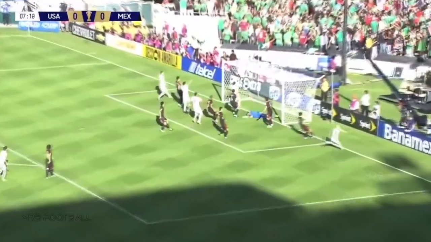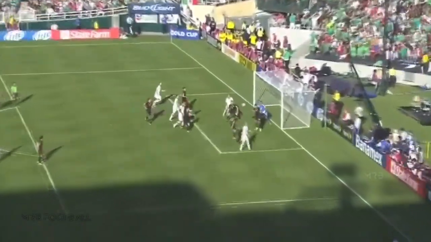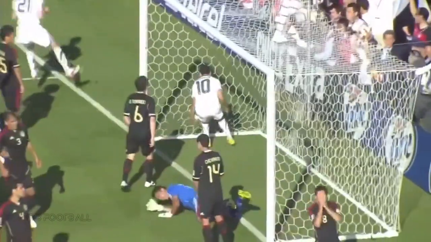Bradley making his run. Bradley put it in off the corner. Picture perfect service for the United States. They lead. Goal for the U.S. Number four, Michael Bradley. U.S.